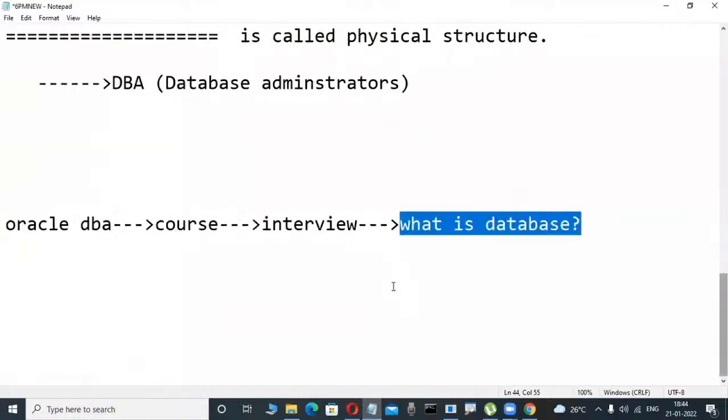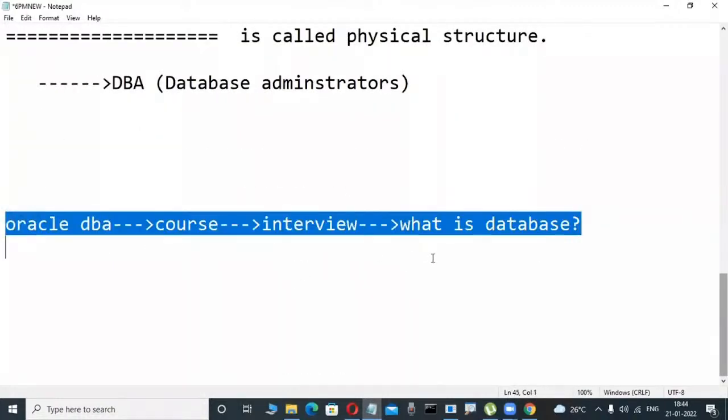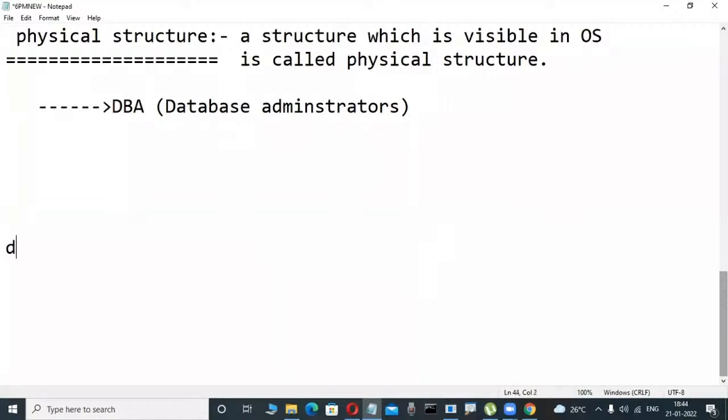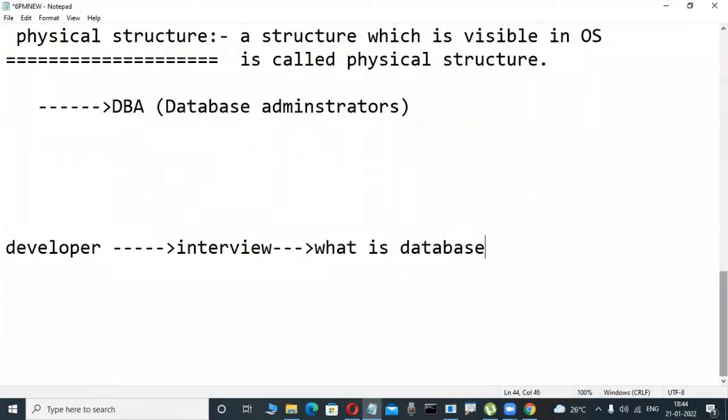Suppose I am a developer, not an administrator. I am a Java developer, a SQL developer, a PL/SQL developer, a Python developer, like that. These developers attend an interview. For example, they may not ask it, but generally, what is a database? The developers answer in terms of logical structure.